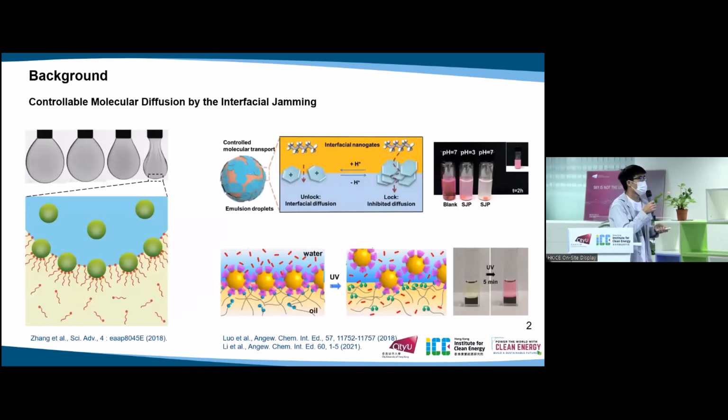And one more thing I want to introduce is the controllable molecular diffusion by the interfacial jamming. As this figure shows, after compressing the droplet volume, wrinkles appeared on the surface as a sign of the jamming interface formed by the assembly of the nanoparticles and the ligands with electrostatic interactions. Many reports have shown that the diffusion of the molecular cargoes can be controlled by tuning the jamming and unjamming state of the interface, which lays the foundation for the following work, which I will describe later.